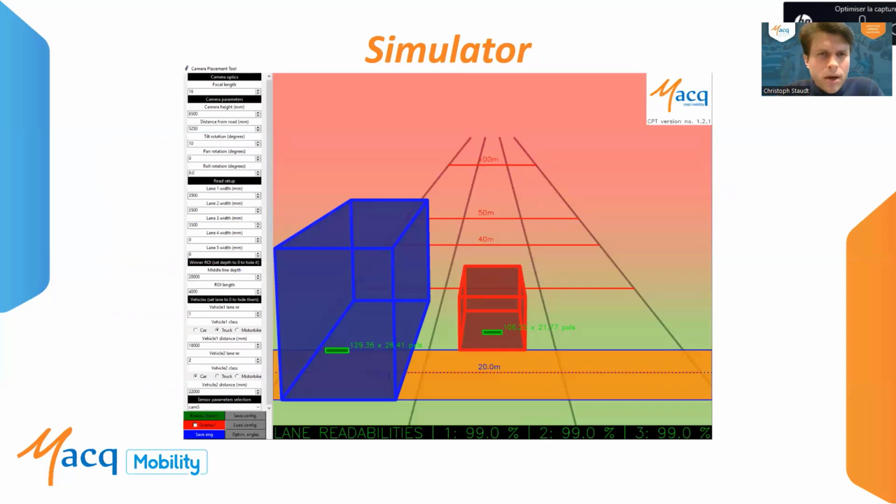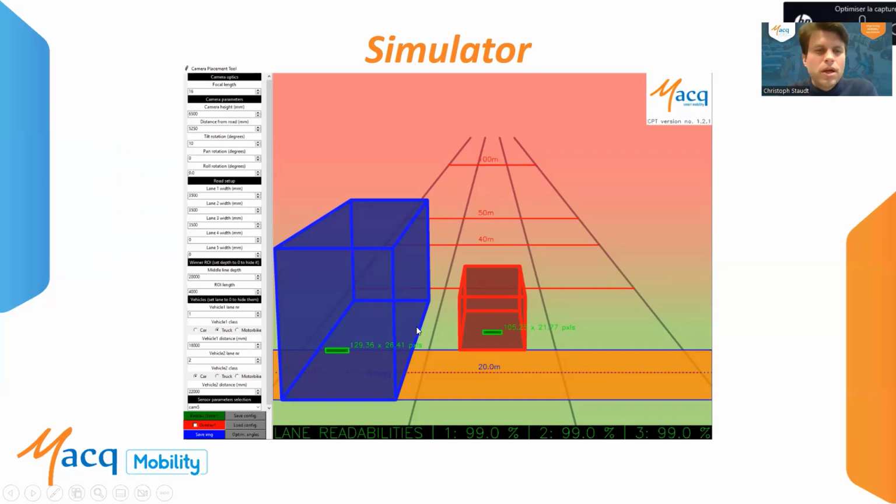Here are some pictures of our simulator, where you can parameterize all the aspects. Where is your camera? How many lanes? At which height? Which focal length? So here's an example. On the left-hand side, you see a 16mm focal length. The camera is installed 6.5 meters high. And yes, 3 lanes, as you can see.